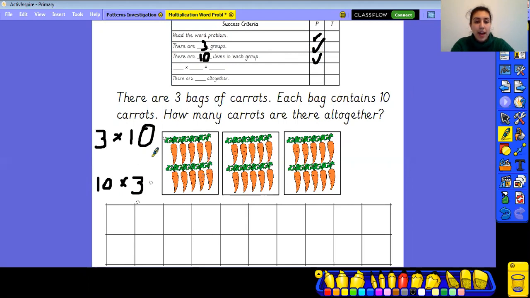So then I need to write that as my multiplication equation and calculate my product by showing my 3 groups and then counting 10, 20, 30. So altogether, there are 30 carrots. So I would write that in here. I should have used the square and I would have written 3 times by 10 equals 30. Or I could have written 10 times by 3 equals 30 because it's the same.